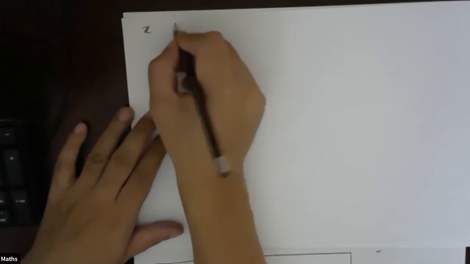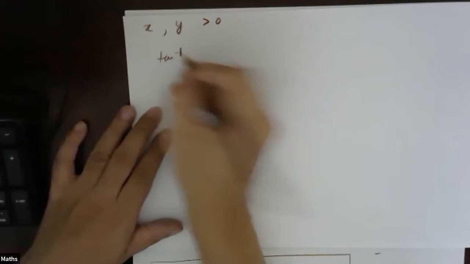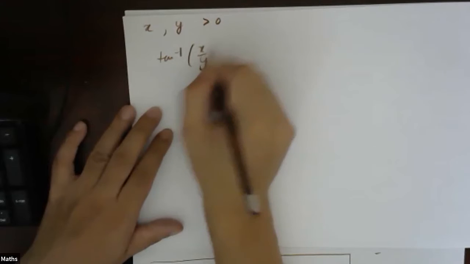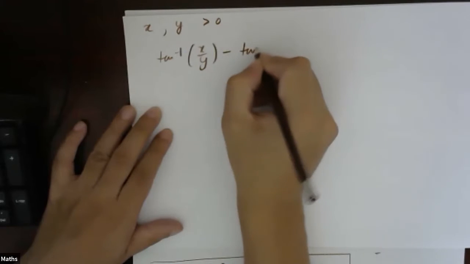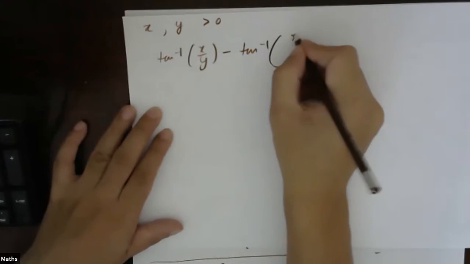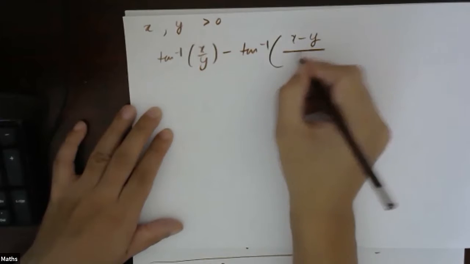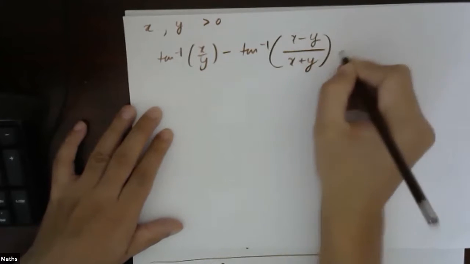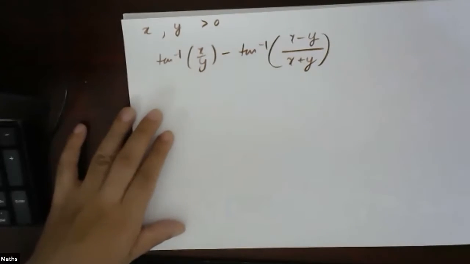So x and y are both greater than 0, and tan inverse of x by y minus tan inverse of (x minus y) upon (x plus y). You have to find the value of this.